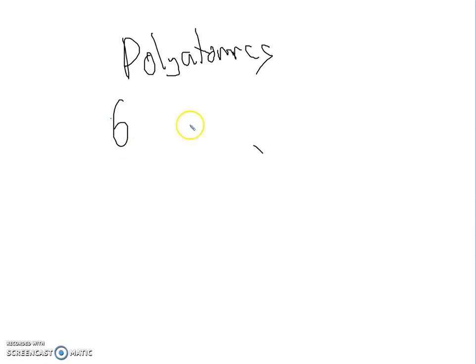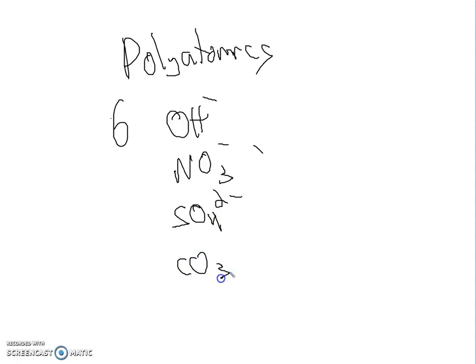Special note, remember the polyatomics. You need to memorize these. I gave you 6 of them. I can't remember which ones I gave you. I think it was hydroxide, nitrate. I probably gave you sulfate, carbonate, phosphate, and ammonia. Those are the big ones. I might have given you something else instead of sulfate, but I'd be surprised with myself.